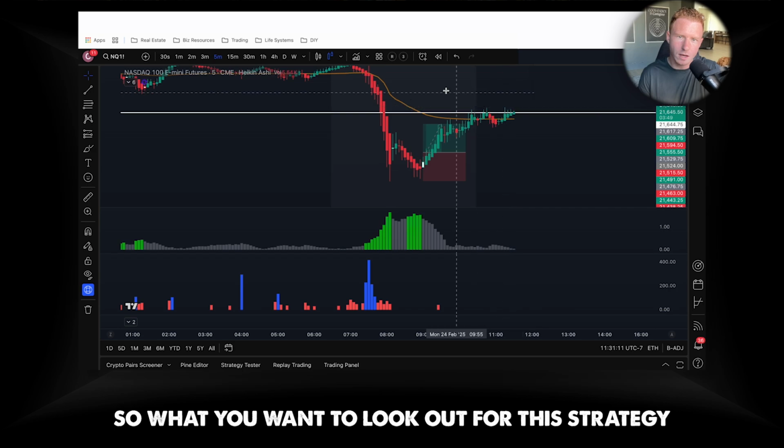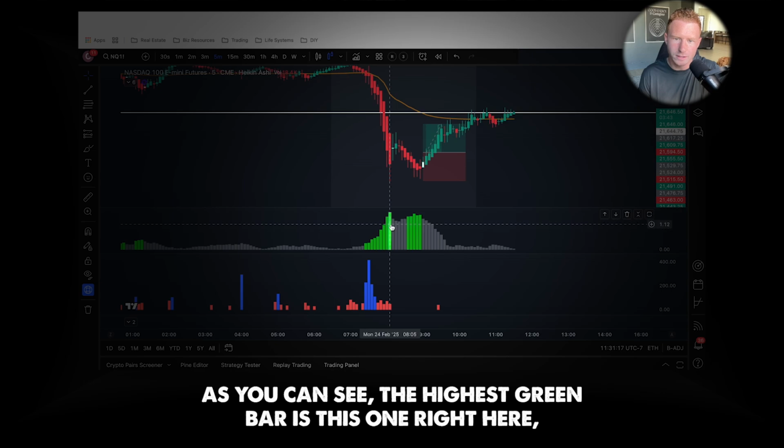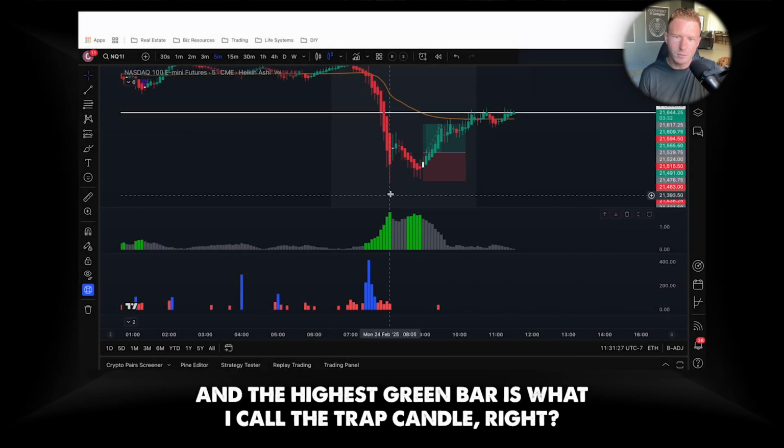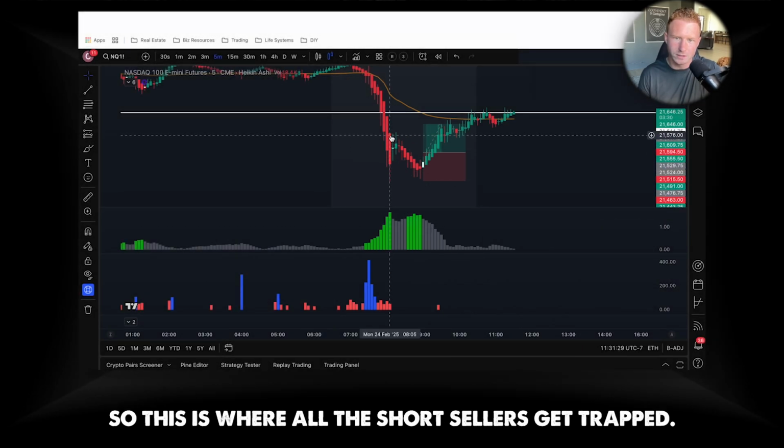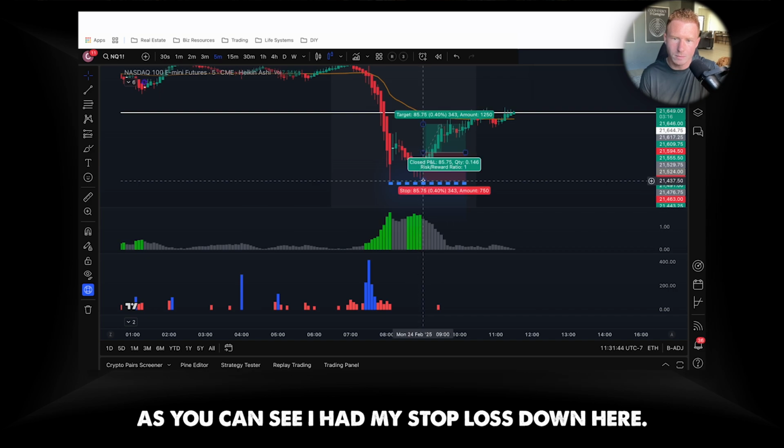So what you want to look at for this strategy is the highest green bar, okay? As you can see, the highest green bar is this one right here. And the highest green bar is what I call the trap candle, right? So this is where all the short sellers get trapped. Okay, so if you're trading this, this is where your stop loss will go. As you can see, I had my stop loss down here.